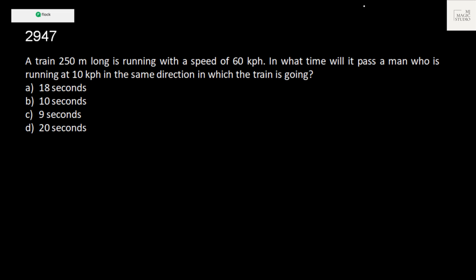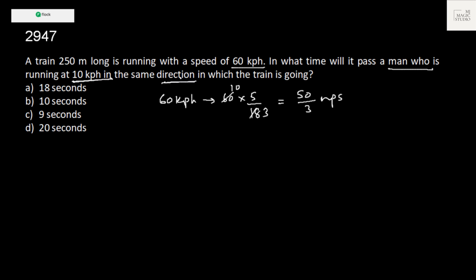Okay, let's see one more from TSD. A train 250 meter long is running at a speed of 60 kph. 60 kph converted into meter per second, that would be 50/3 meter per second. That is the speed of the train. In what time does it pass a man who is running at 10 kph in the same direction?